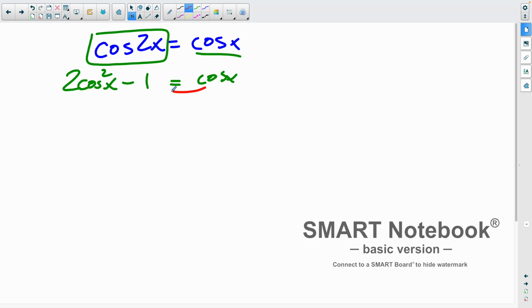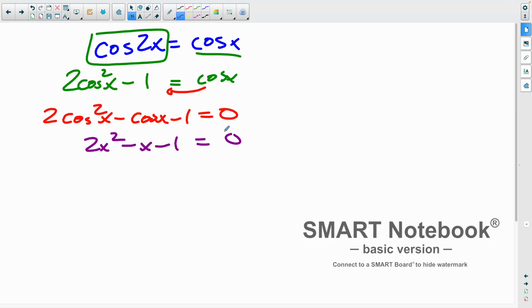Move it over, set it equal to 0 so that I can solve. So 2 cosine squared x minus cosine x minus 1 equals 0. So I'll move it all over, set it equal to 0. That way I can factor, I can do all that. Many of us at this point said, okay, that's 2x squared minus x minus 1. I just wrote it a little bit simpler so that we could understand it and use that a little bit better. Okay? And I'm going to factor. So 2x and x.